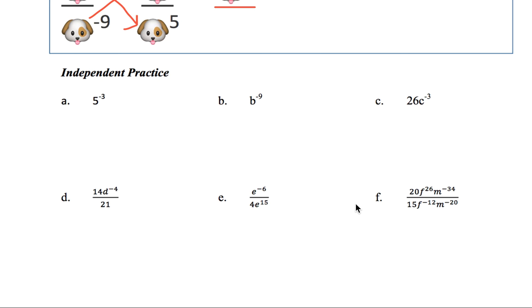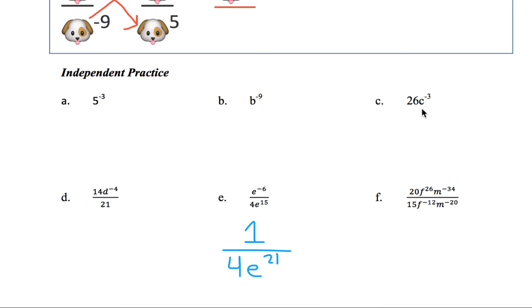All right, let's take a look at letter E. We have e to the negative 6 over 4e to the 15th. Well, these 6 elephants on the top need to move to the bottom because they're actually evil. And they're going to join the 15 elephants who are already on the bottom to make 21 evil elephants. Now we have nothing on the top, so what do we do? We have to fill in a 1 to hold the place.